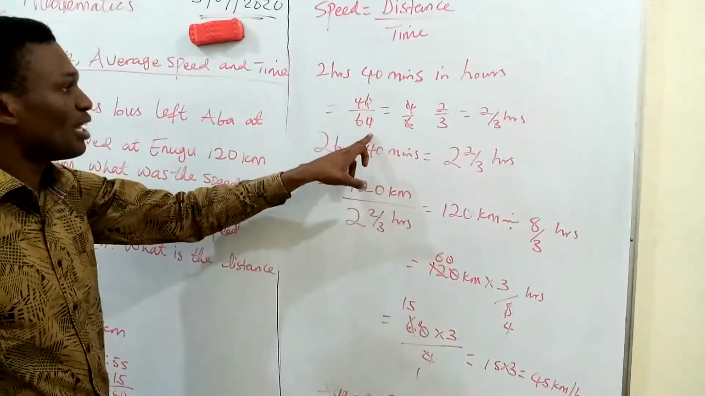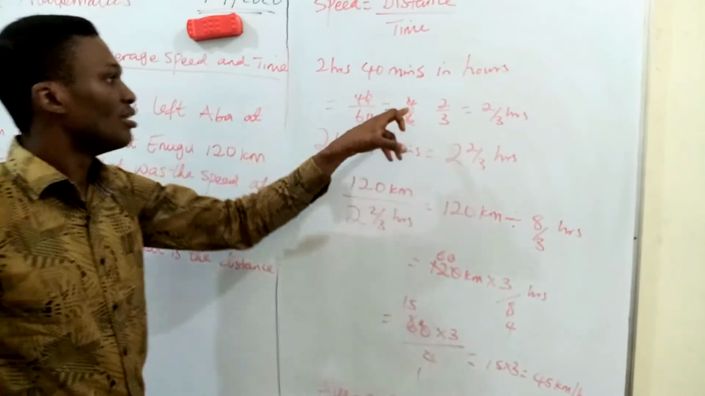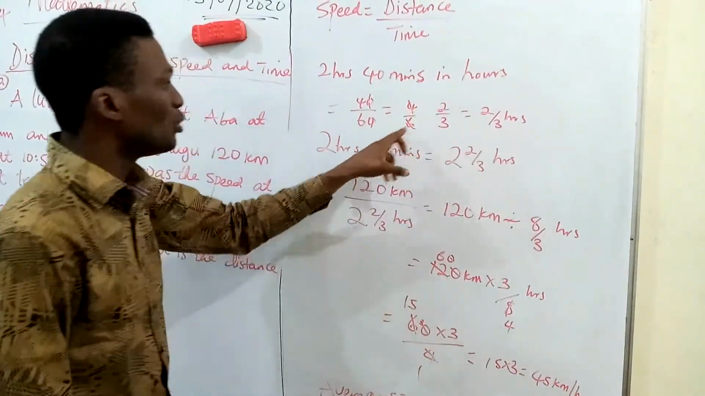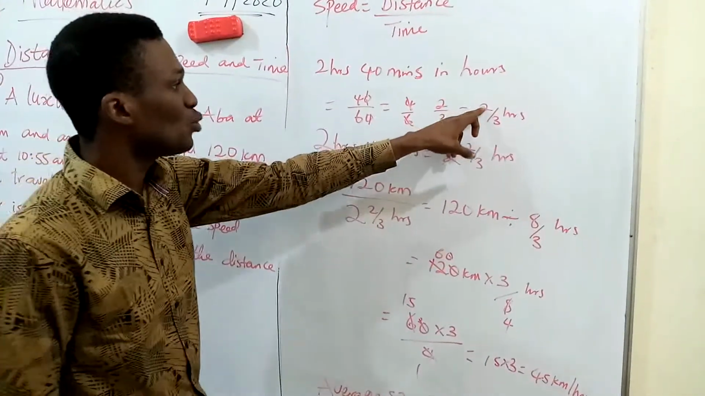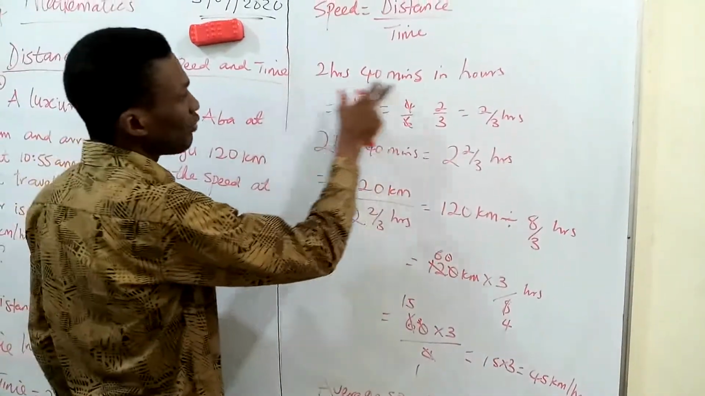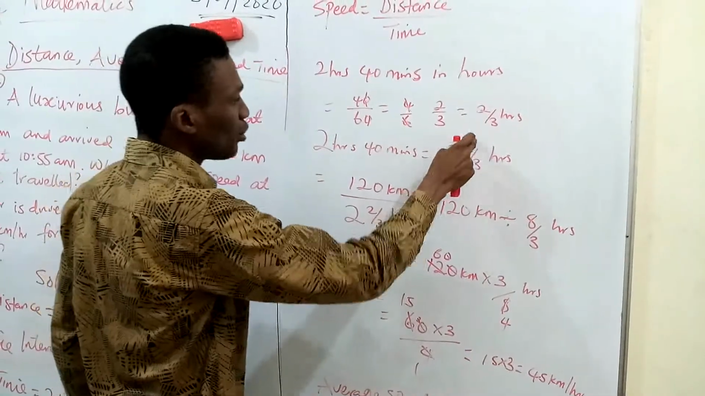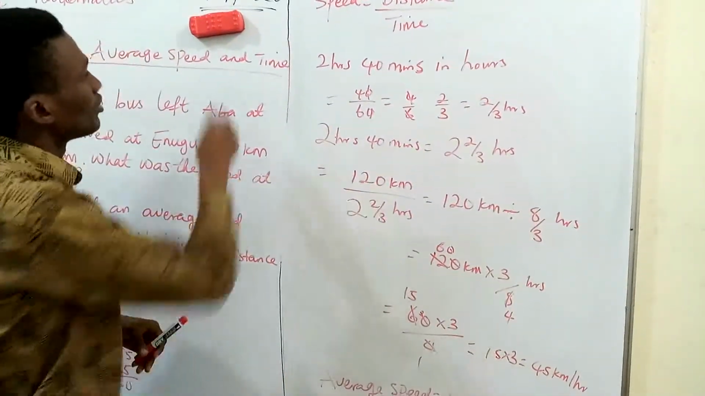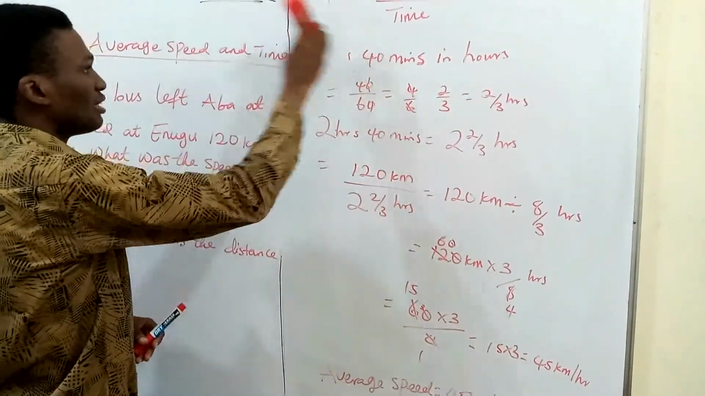0 will cancel 0. We are left with 4 over 6. 2 into 4, we have 2. 2 into 6, we have 3. So we have 2 over 3 hours. That's for 40 minutes. So 2 hours 40 minutes will now give us 2 and 2 over 3 hours. Having established that, that's now our time.